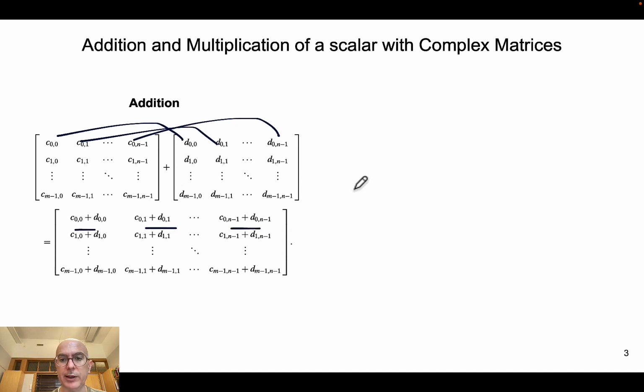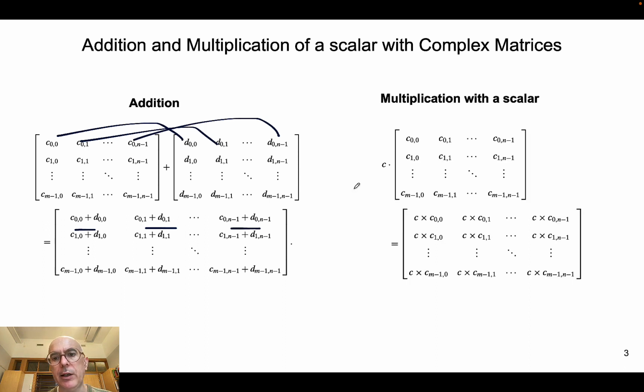obtaining this value here on the slides. Together with addition, we can also define a multiplication of a scalar C with the complex matrix. It is nothing else than multiplying the scalar C with each element of the complex matrix. So these are kind of elementary operations.